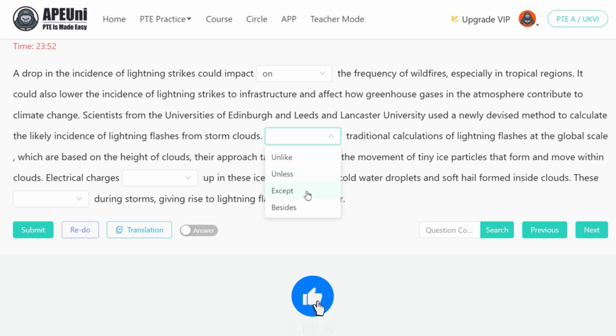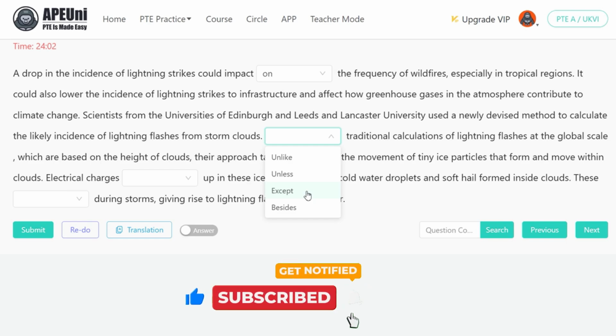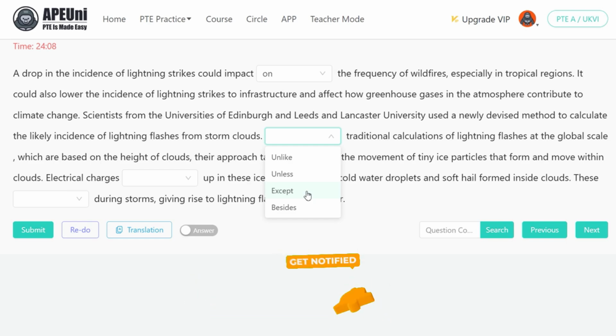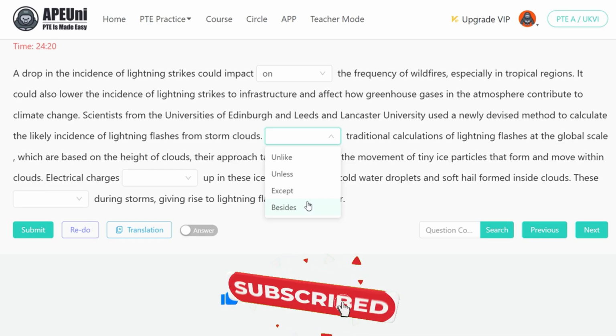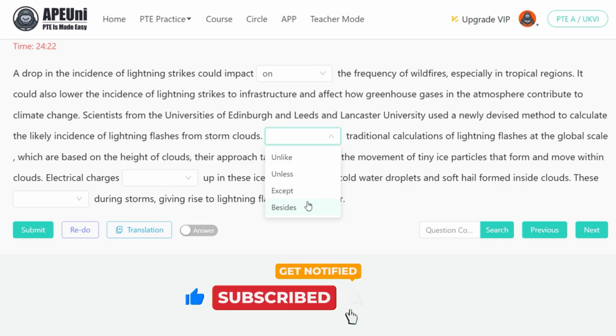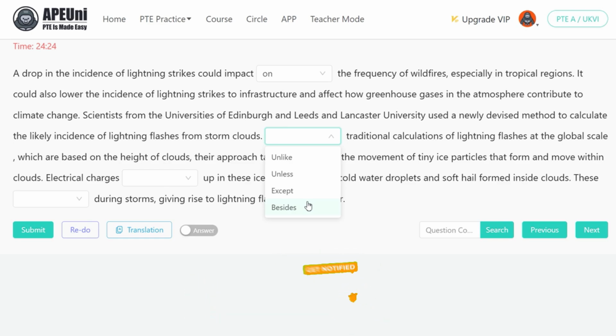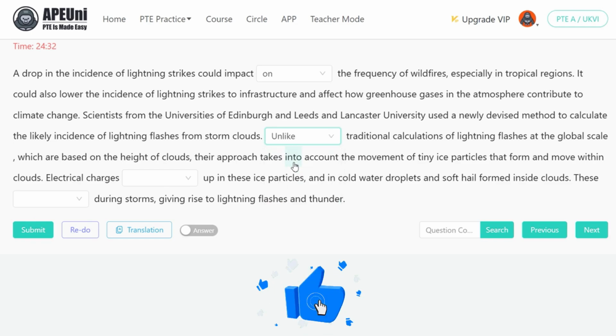Next one is except, excludes rather than compares. What does it mean? Everyone came except Joe. We accept all applicants except those under 18. Now next one is besides. Besides adds information, not contrasts. Besides maths, he studies physics. Besides being skilled, she is very kind. Makes sense. So the correct option is unlike.